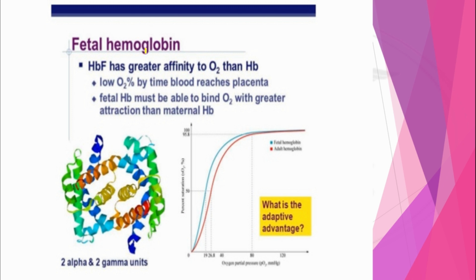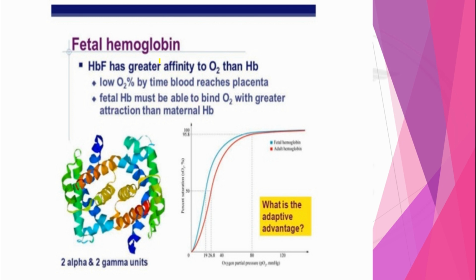Here is the fetal hemoglobin. HbF has a greater affinity to O2 than HbA, and there is a low O2 percentage by the time blood reaches the placenta. Fetal hemoglobin must be able to bind with oxygen with greater attraction than maternal hemoglobin.